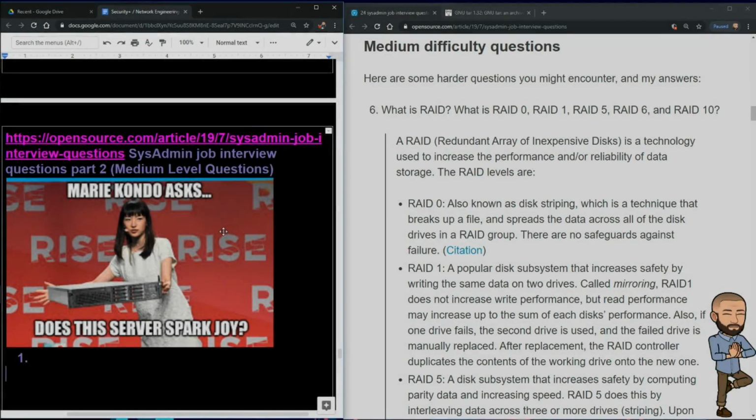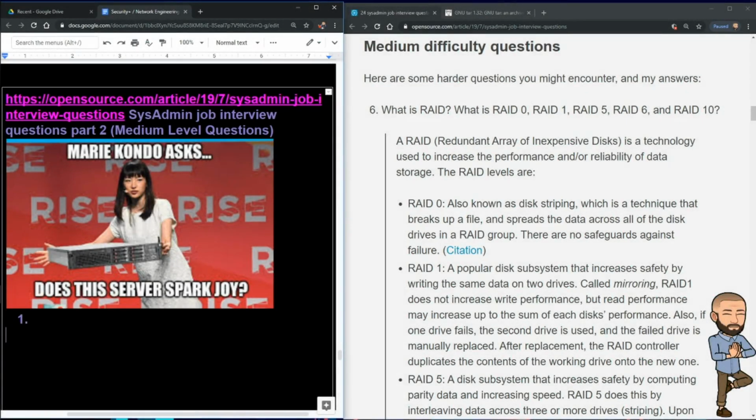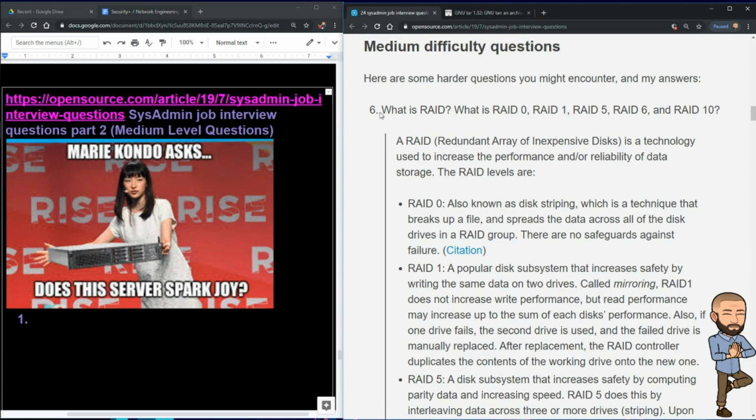Alright, here we are with the medium questions. This is part 2 of reading from opensource.com about SysAdmin job interview questions. So let's just keep it rolling here.